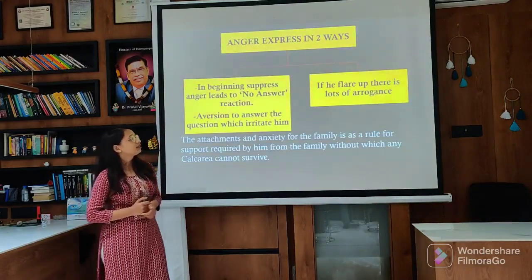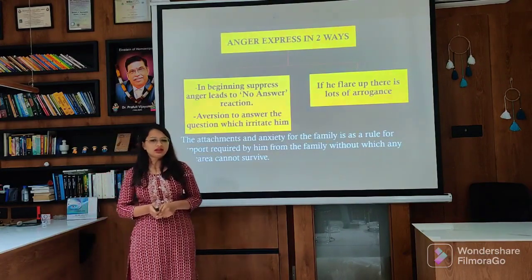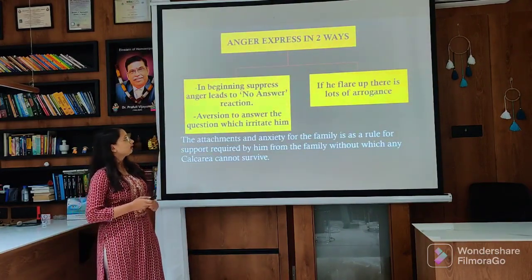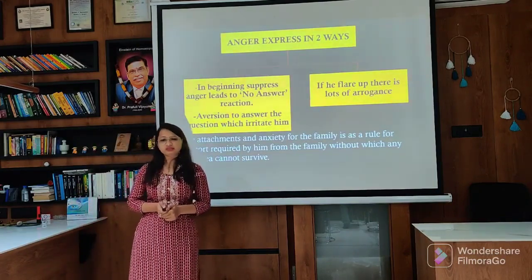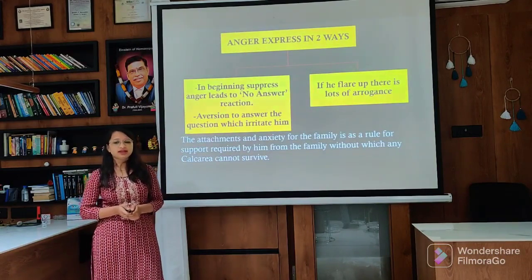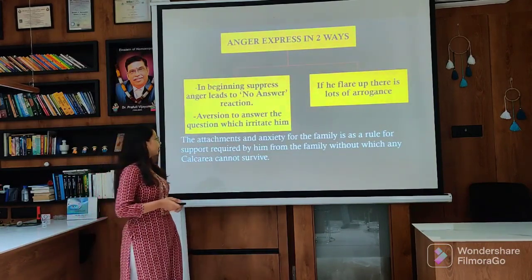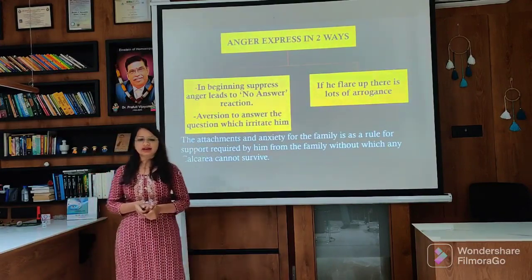The anger is expressed in two ways. First, the aversion, the no-answer reaction, and aversion to answer a question that irritates him. Second, if he flares up, there is a lot of arrogance. The attachment and anxiety for the family is for the support required by him from the family, without which his Calcarea cannot survive.